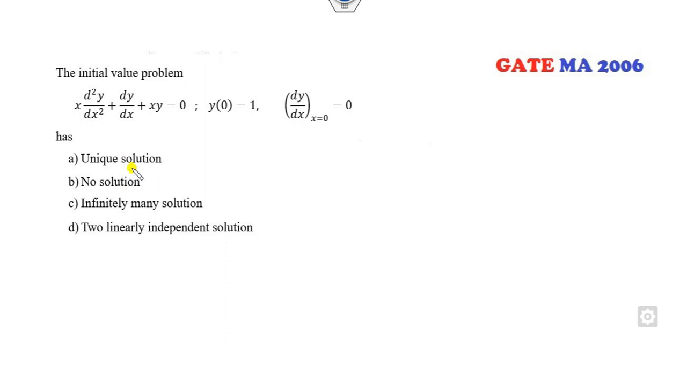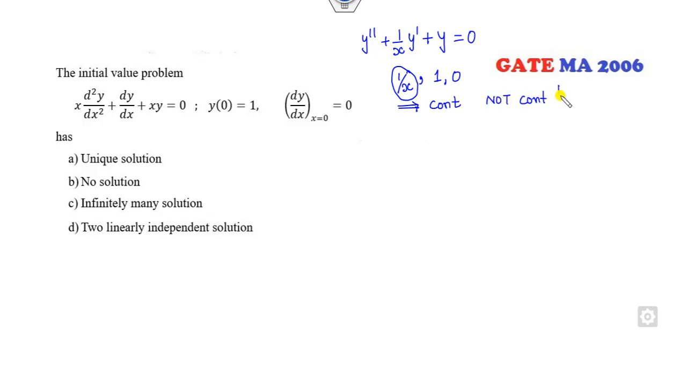Again, there is no need to find the solution. They are asking you about the solution. So I can write this equation as y double dash plus 1 over x y dash plus y is equal to 0. Now clearly the coefficients 1 over x, this is 1 and this is 0. These are continuous, but this value is not continuous at 0. And check whether 0 is the initial point. Yes, this is the initial point. It means a unique solution will not be there.